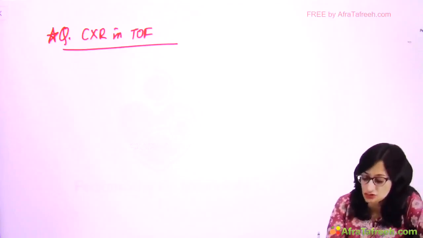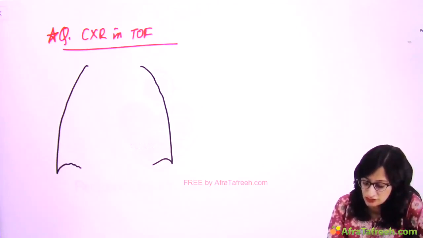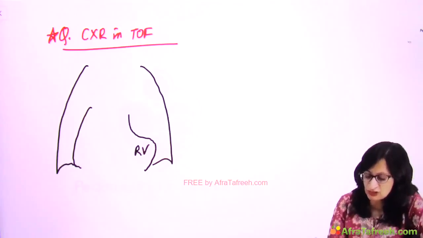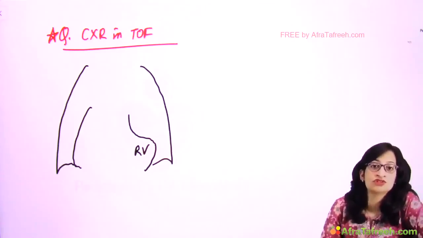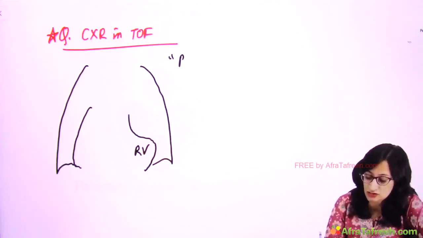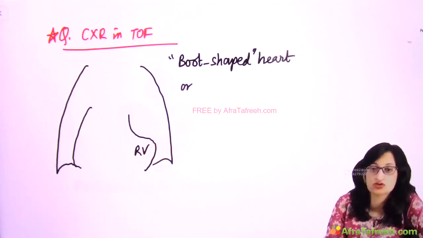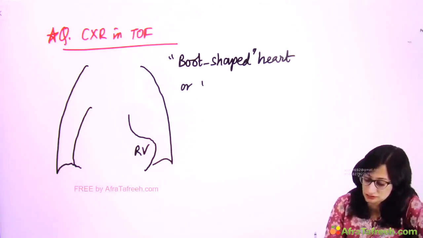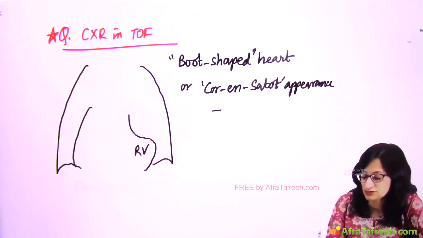Okay, chest X-ray in tetralogy of Fallot. What you get is, remember we said we have a cardiomegaly with the right ventricle forming the apex. So the apex is upturned like this. So when the right ventricle forms the apex, it is upturned, giving the appearance of a boot-shaped heart. So classically in tetralogy of Fallot, you get what is known as boot-shaped heart, or it is also called coeur en sabot appearance.